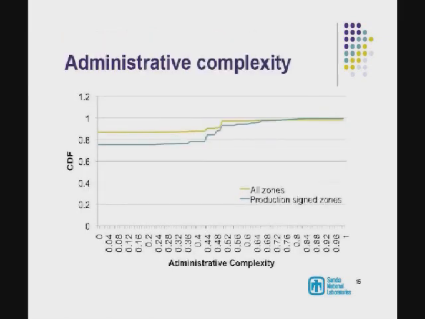And similarly, with administrative complexity, we see a similar type of pattern here. And again, what this represents is the diversity of organizations. There were a lower number, specifically about 75% of the production signed zones that had a 0 administrative complexity, compared to close to 90% in the complete set of zones that we analyzed for this.